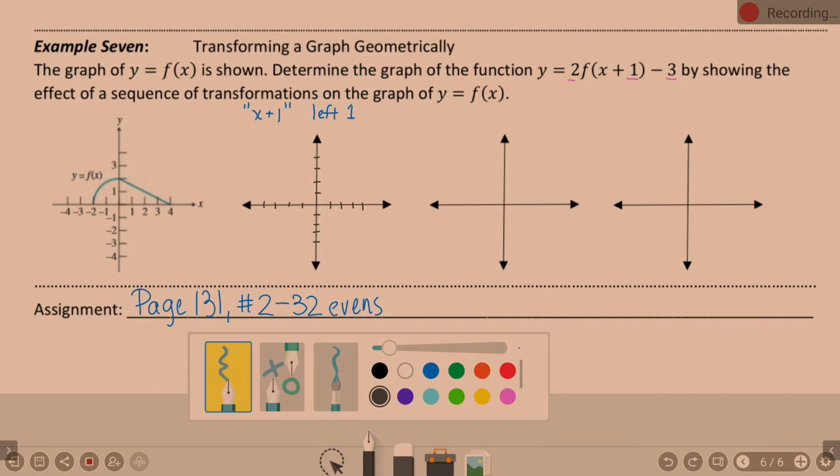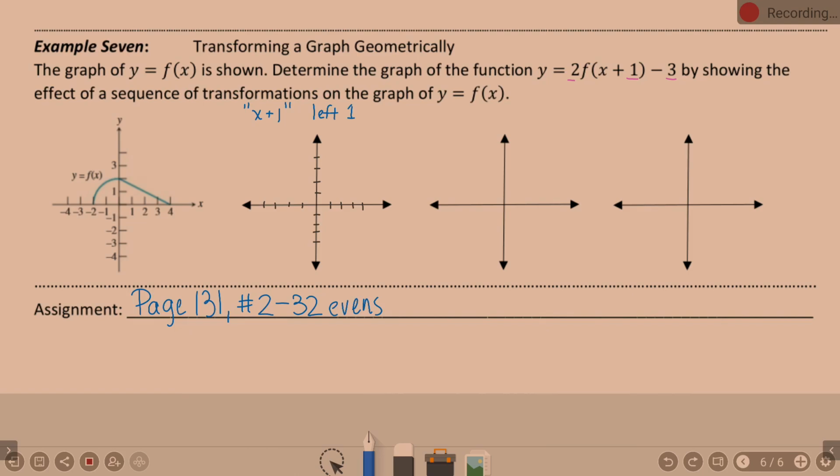If we're going left 1, I see 3 key points here. On the first graph, there's a point at -2, 0. There's a point at 0, 2. And there's a point at 4, 0. Those are the 3 points I would do whatever I need to do to.